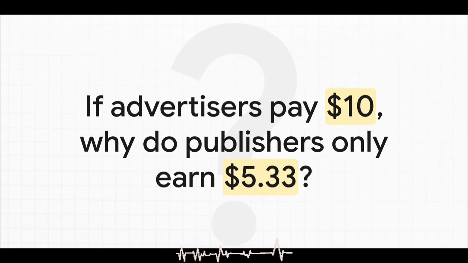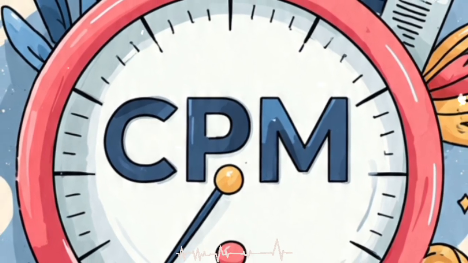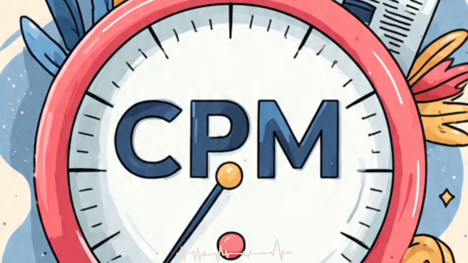So what gives? This table really just lays it all out. On one side, you have the advertiser, and their entire focus is on the cost of their campaign. That's CPM. Then, on the other side, you have the publisher, and they're focused on the revenue they're generating. That's RPM. They are absolutely related, but they're measuring two totally different things for two totally different reasons.